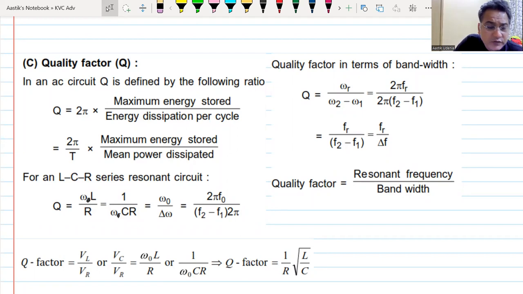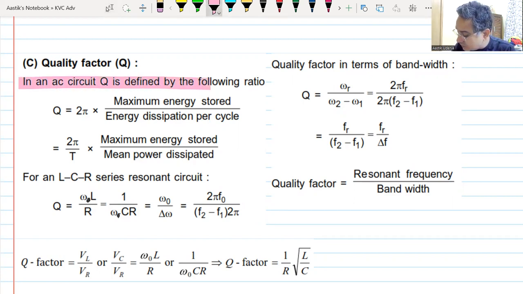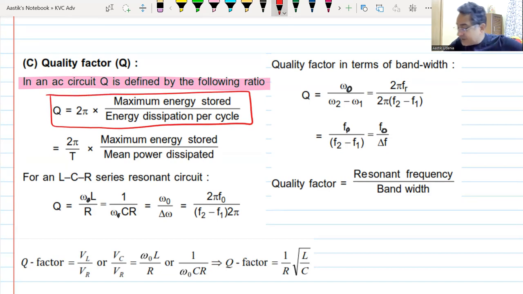Again, moving on to one of the other terms that might come as a question in your exam is the quality factor, the quality factor of resonance of a circuit. Now, this quality factor, you have to remember these definitions. They might ask you the formula. There are different formulae and different definitions given here. I will try to make you understand and remember all this. Quality factor Q is 2 pi into the ratio of maximum energy stored to the energy dissipated. That is one way of remembering it.